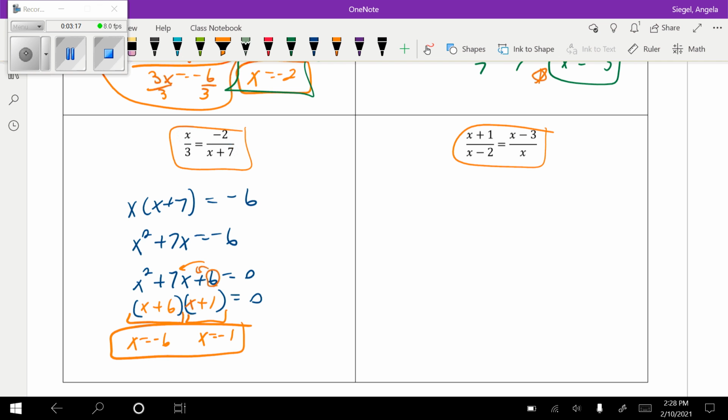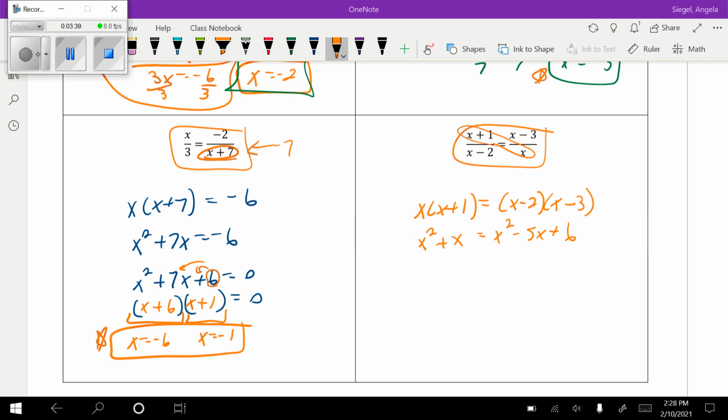If I only have one thing in the denominator, notice if I plug in a 7 here, that's going to give me a 0. Since neither of these is 7, we are good to go. So we're going to do the same thing over here. Multiply across, see what you get.